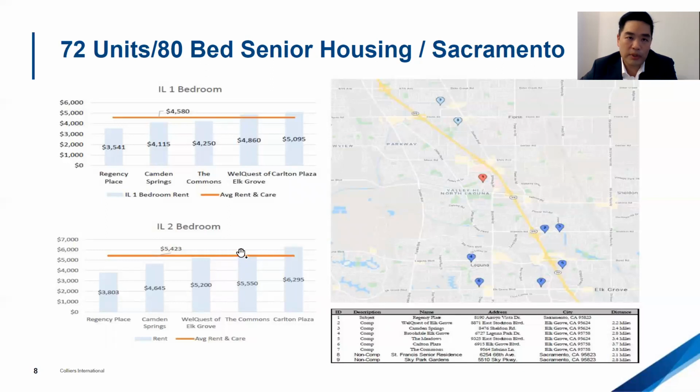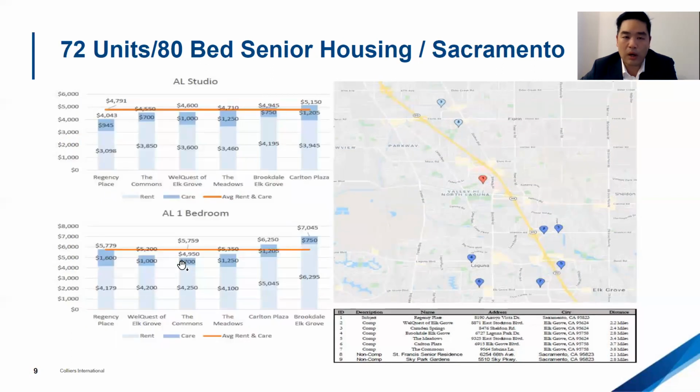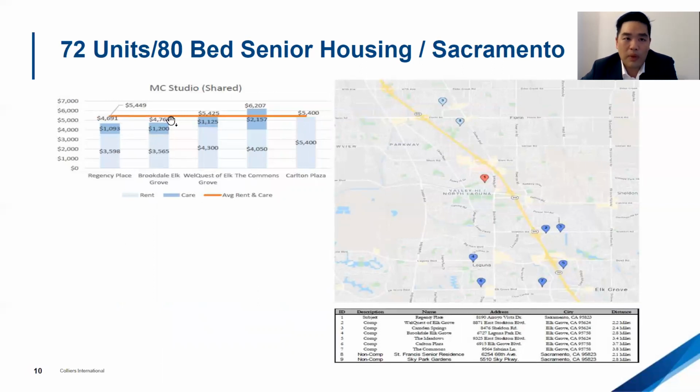So let's look at the comparison on the rent. For independent, our 1 bedroom is getting around 3,500, where the market is getting around 4,600. Our 2 bedroom is getting 3,800, while the market is getting 5,400. So ours are way below our comparables. Assisted living, we're about the same, 4,000 versus 4,800 for the market. For 1 bedroom, we're getting about 5,800, in line with the market. Now, on the memory care side, our rent is 47, while the market is getting around 55.